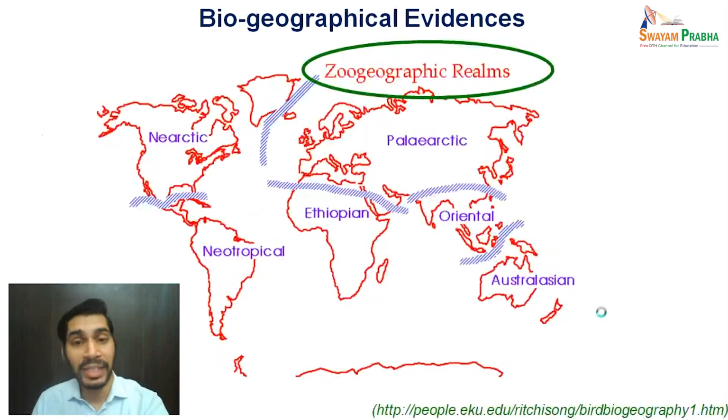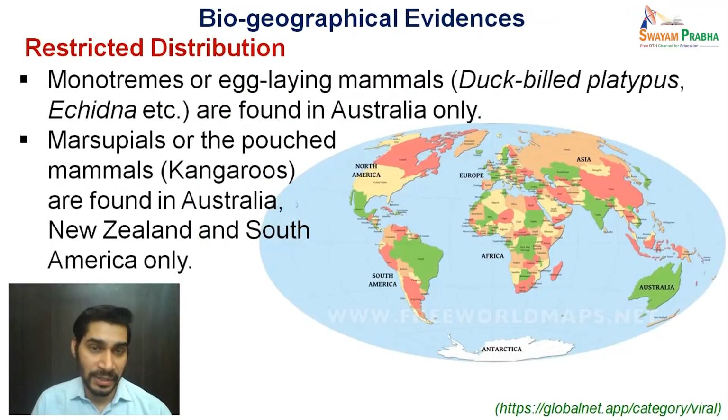And if you see in the current world map, these zoogeographic realms are situated like this. So this is the Palearctic, Nearctic, Neotropical, Ethiopian, Oriental, and then the Australian regions. So what do we mean by restricted distribution? If you take the example of monotremes, monotremes are the egg-laying mammals just like duck-billed platypus, echidna, etc. They are found only in the Australian region. Australian region is somewhere here.